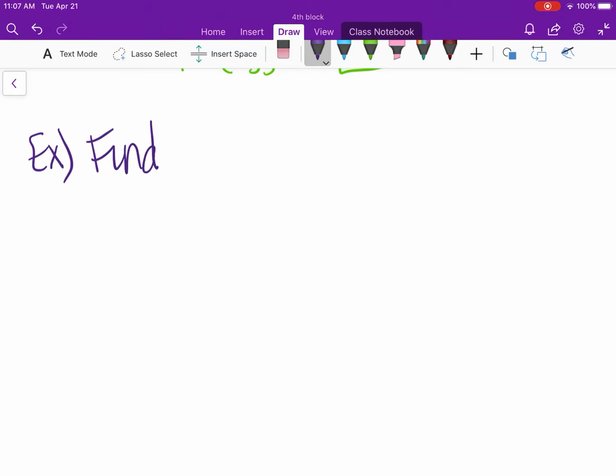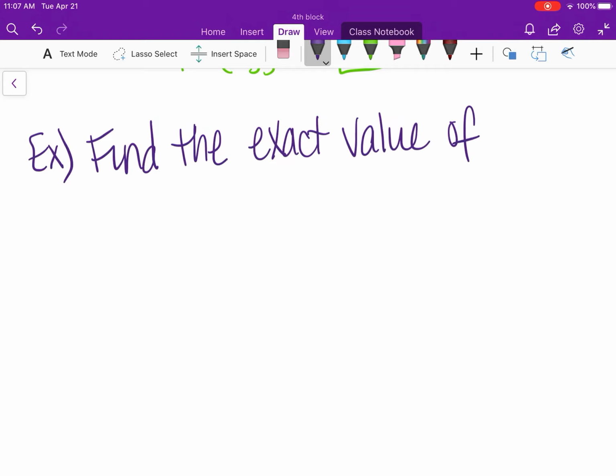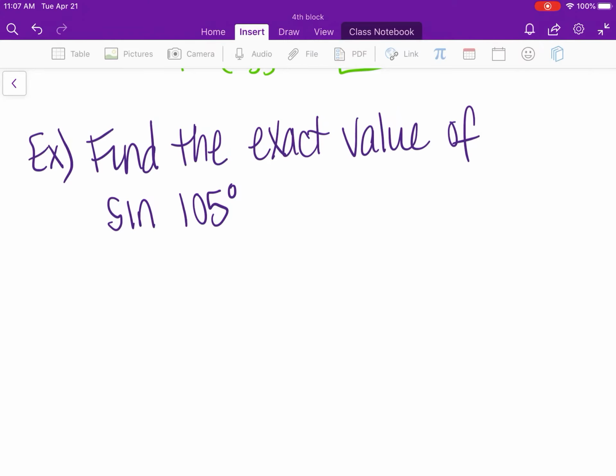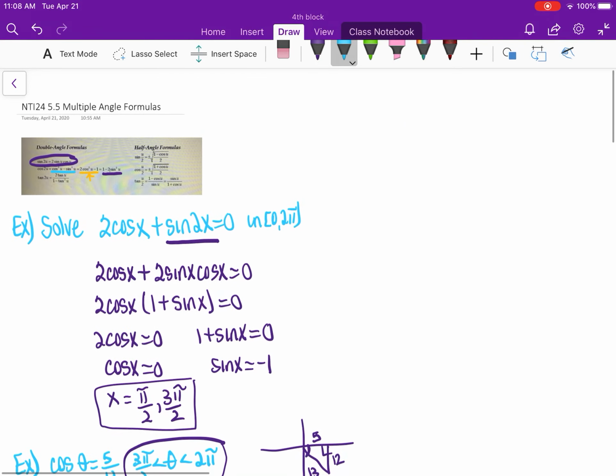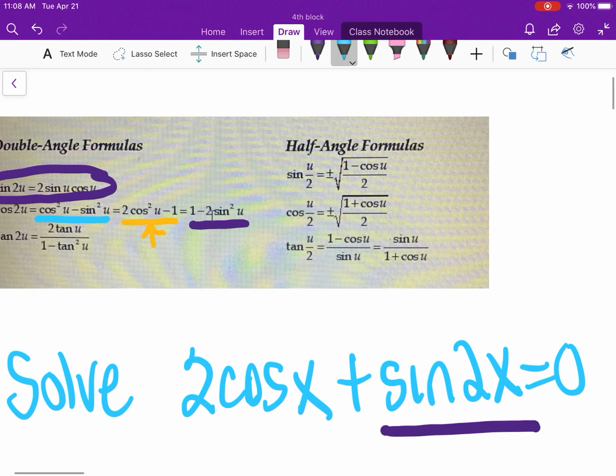Okay, we want to find the exact value of the sine of 105 degrees. Must not have a good connection. It won't let me insert the picture. Okay, so we're using these half angle formulas. I'll just scroll back to them here this time.